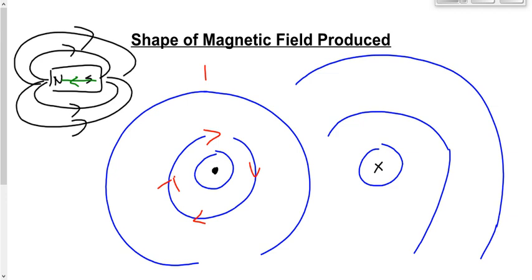Similarly, if we look at this one, we'd say thumb into the page, fingers go, well, here it's left, here it's down, here it's to the right, here it's up. It's going to go counterclockwise. Does that make sense?